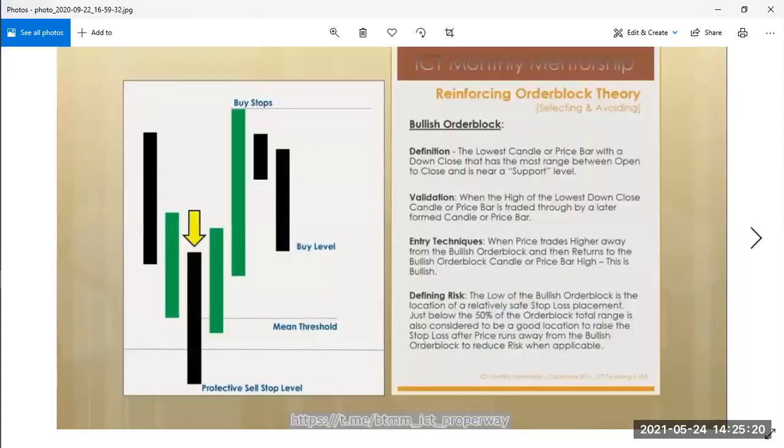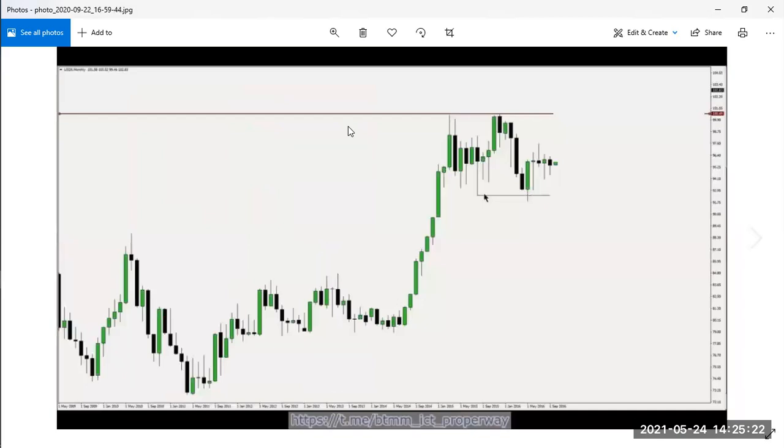Let's go to this chart here. All right, so we're going to look at this uptrend here. In an uptrend, we're looking for bullish order blocks. So this higher high here, higher low, this is the break of market structure. When you see the BMS, mark the order block. The order block is this one.